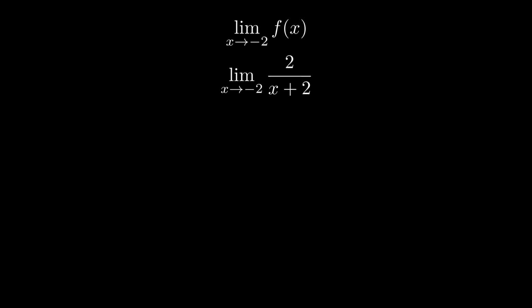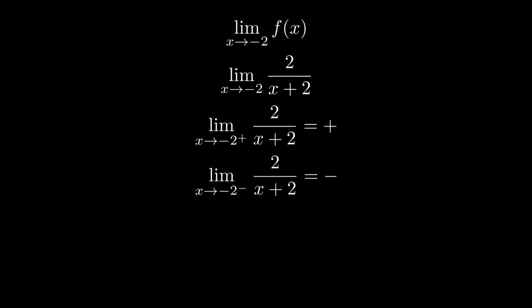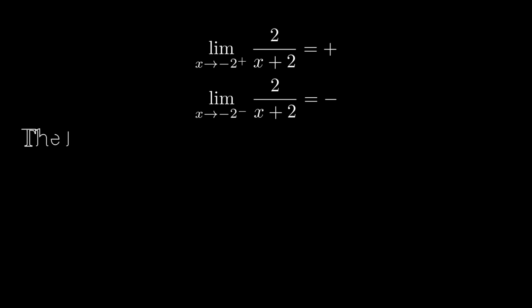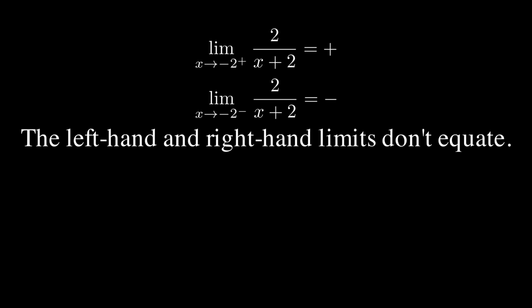So that means minus 2 is approached from the right-hand side. So x will be greater than minus 2, something like minus 1, 0, 1, 2, 3, and so on. And that means 2 over x plus 2 will be a positive number. However, when we find the left-hand limit, that means x is approaching minus 2 from the left-hand side. So that means 2 over x plus 2 will be a negative number. Now clearly the left-hand and the right-hand limits will not equal each other because they don't have the same signs. And that means the limit just does not exist.